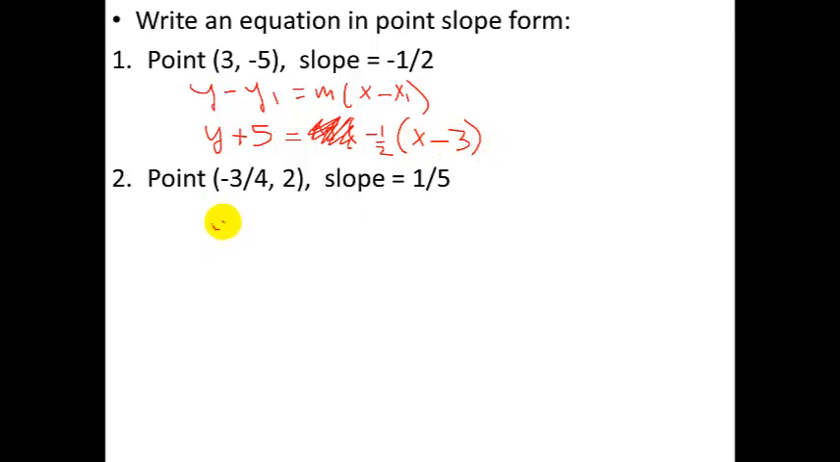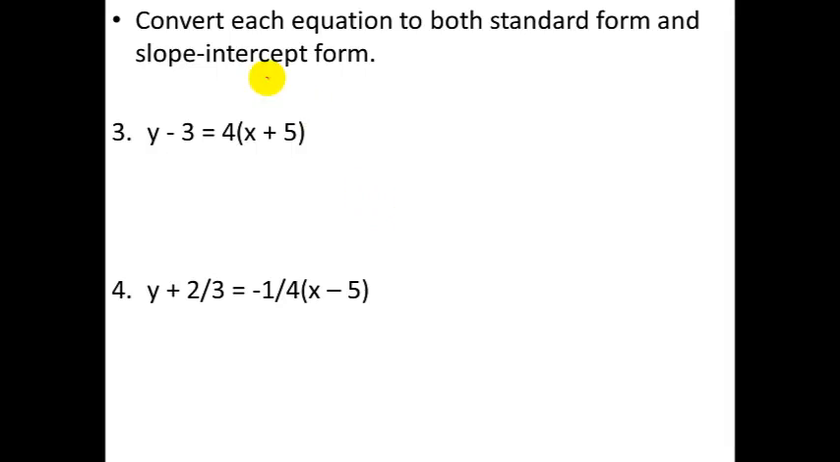Next one. Y minus y value is 2 equals m, which is 1/5. X minus a negative becomes positive, and my x coordinate is 3/4. Okay, so just writing the equation in point-slope form is actually really easy. You just fill in the x and y values in the x1 and y1 locations here and here, and the m right here, and you're all set. Now converting them is a little bit more work, so next we'll try that.